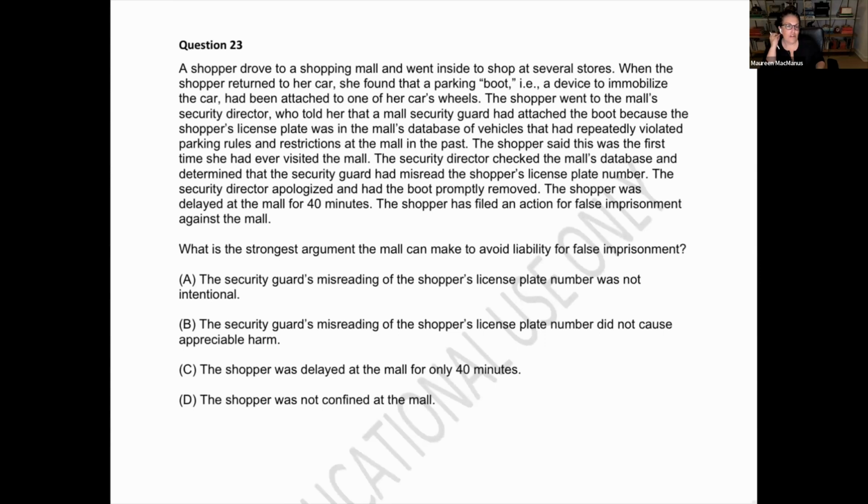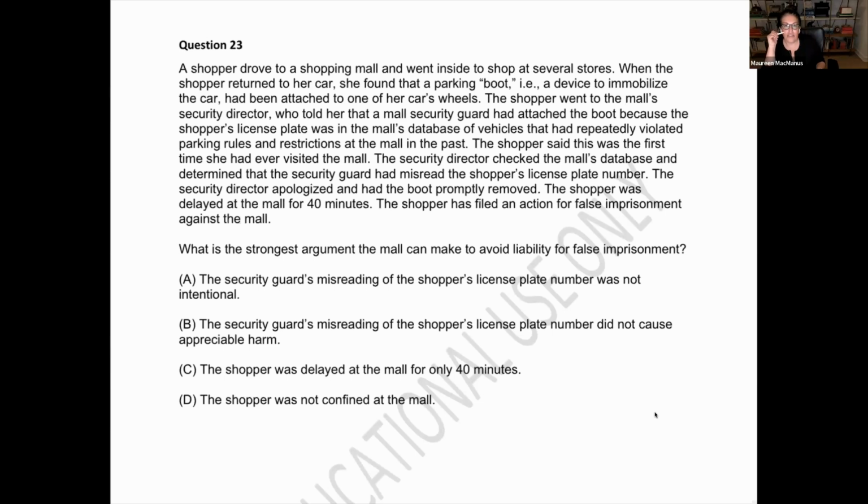23. What's the strongest argument the mall can make to avoid liability for false imprisonment? A shopper drove to a shopping mall and went inside to shop at several stores. When the shopper returned to her car, she found that a parking boot, i.e. a device to immobilize the car, had been attached to one of her car's wheels. The shopper went to the mall's security director, who told her that a mall security guard had attached the boot because the shopper's license plate was in the mall's database of vehicles that had repeatedly violated parking rules and restrictions at the mall in the past.